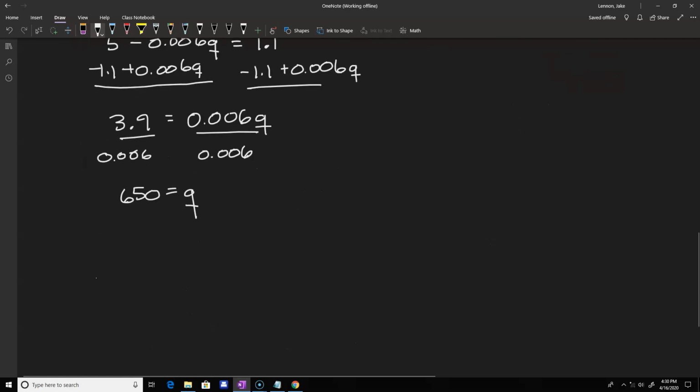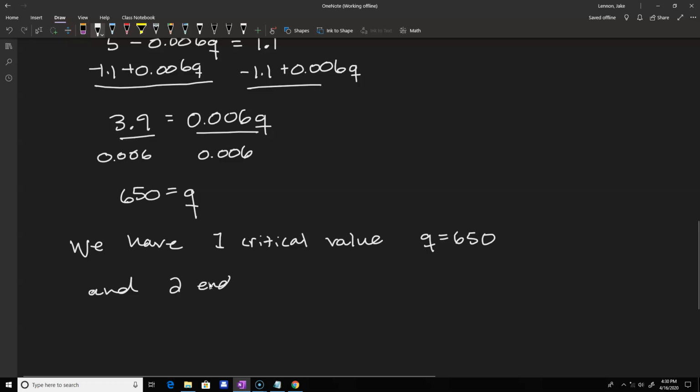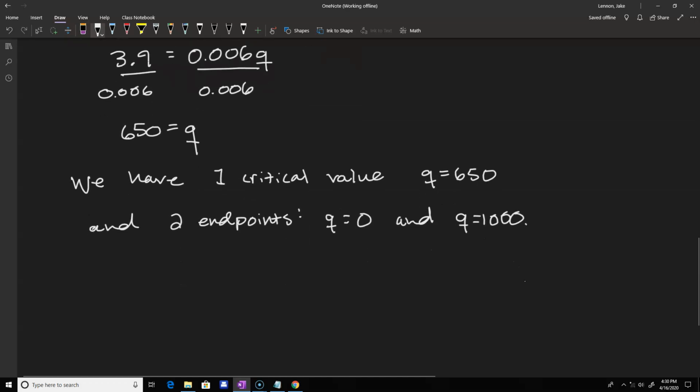So basically we have one critical point, or one critical value, Q equals 650, and 2 endpoints, Q equals 0, and Q equals 1,000. So basically we need to check what is the value of the profit at each of those 3 points.